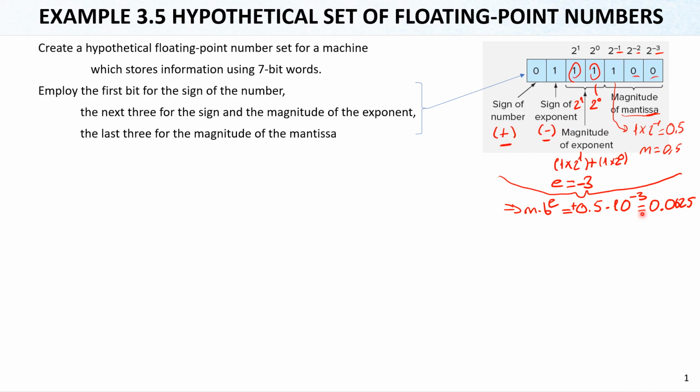So actually this value is the smallest positive number that can be represented by this 7-bit representation, because m is 0.5. If you remember, our rule was that m should be bounded: 1 divided by b, which is 2 here, is smaller than or equal to m, and m is smaller than 1. So m is 0.5 here already. So this is the smallest. You can see we cannot go below this.